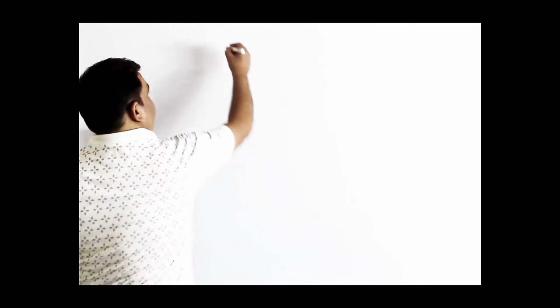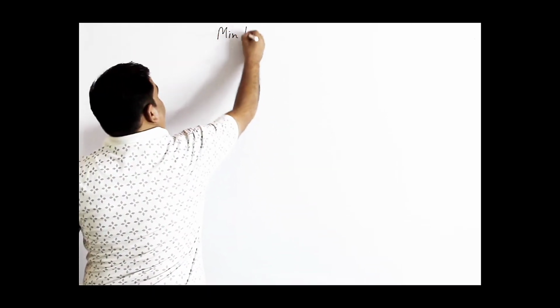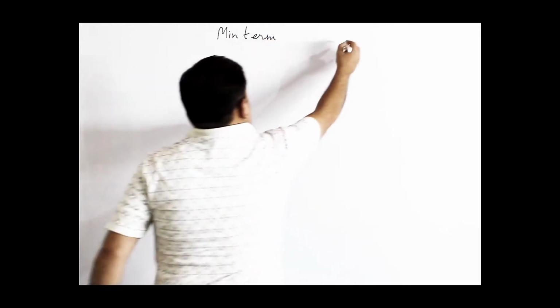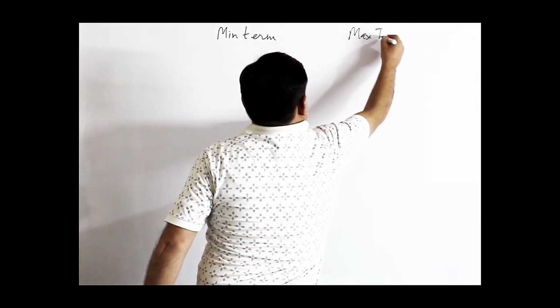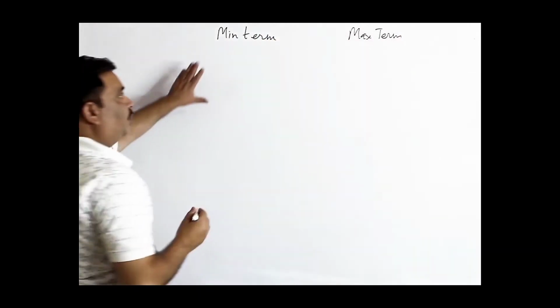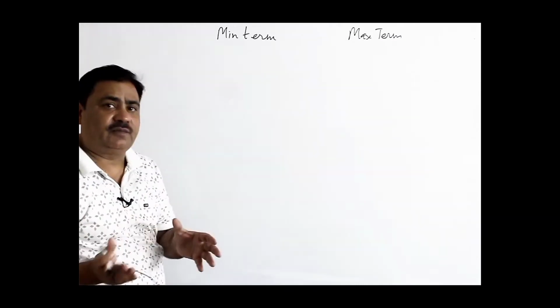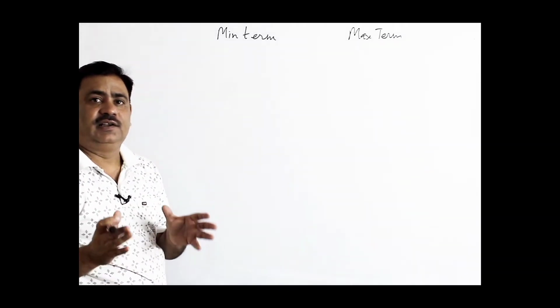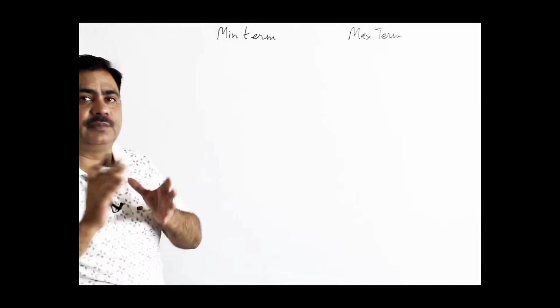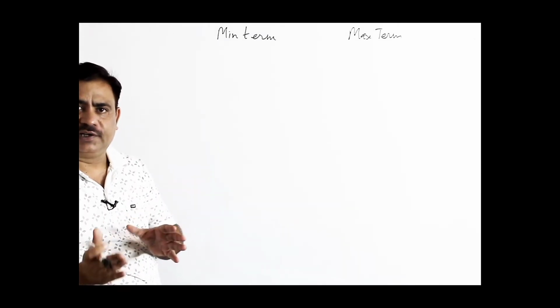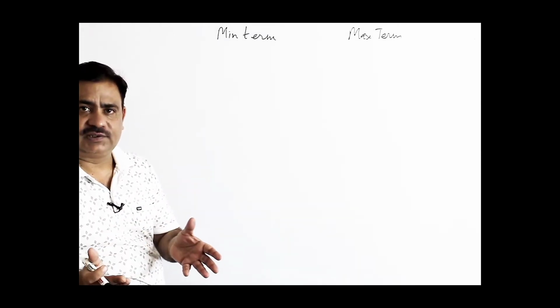Hi students, let us continue with the next topic of Boolean algebra, that is minterm and maxterm. What is minterm? I am writing here min term and max term. What is minterm? Minterm is the product of all the literals with or without complement. Product of all the literals or variables.